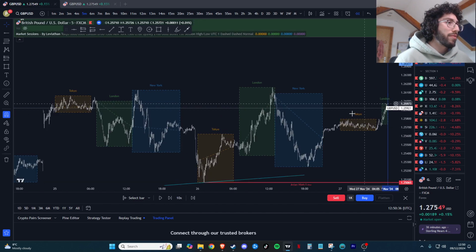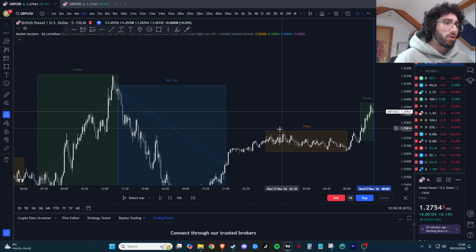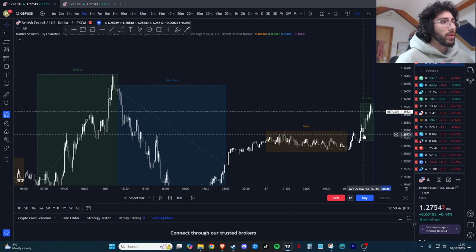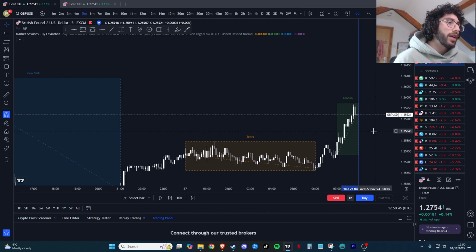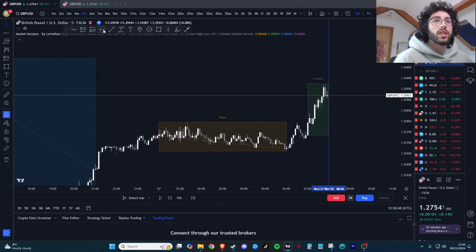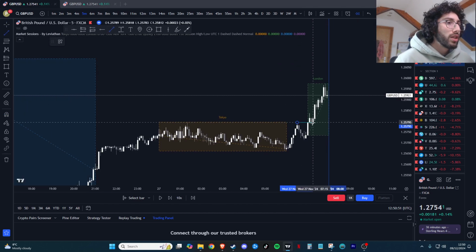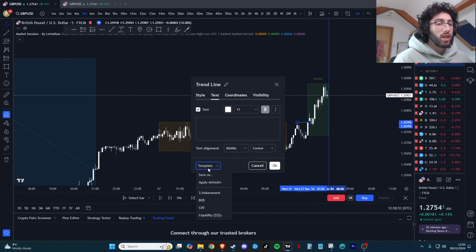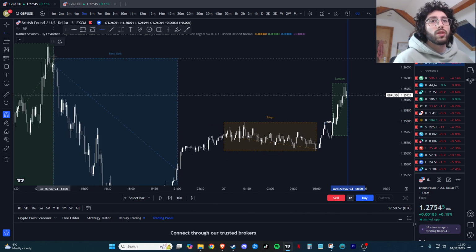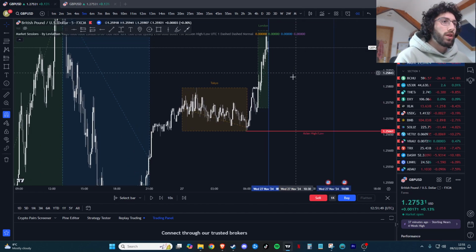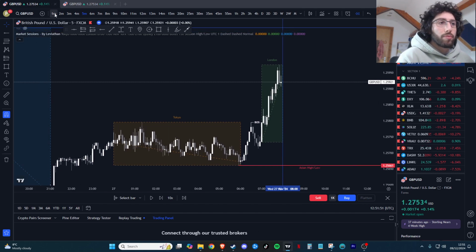Going down to the 5 minute. New York was just consolidating very tightly. Frankfurt went up, London took out the highs. When London took out the high, it created a break of structure upwards. What else do we have? We have a New York high here, and we have a London high here. So we had a break of structure.